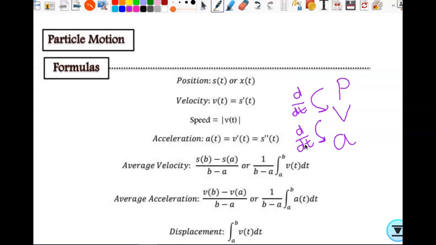All right, so velocity, it is the derivative of position, okay? I like to write this down. It is the rate of change of position. Velocity is the rate of change of position. Velocity describes how fast position is changing. If I say my velocity is 10 meters per second, that means my position is changing 10 meters every second. Okay?